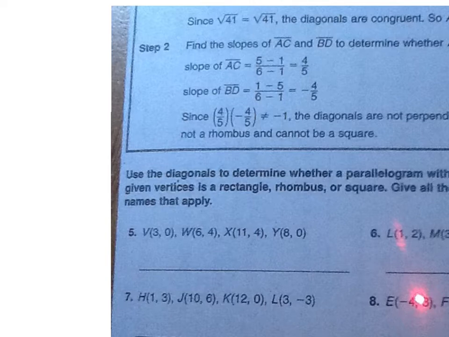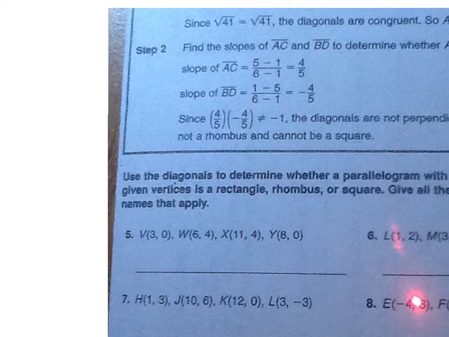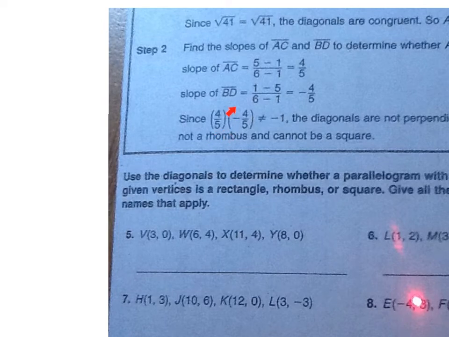Okay. So how can we make these two negative reciprocals? One is 4/5, the other one is negative 4/5. Well, you can make it negative 5/4. I need to make one of them negative 5/4, or I can just make the 4/5 into 5 over 4, right? So are these two diagonals perpendicular? No, right? Since they're not negative reciprocals, or the product of them is not equal to -1, the diagonals are not perpendicular. Therefore, it's not a rhombus and it cannot be a square.